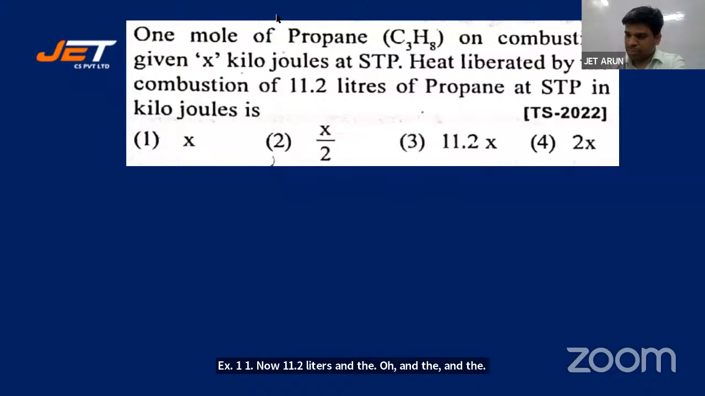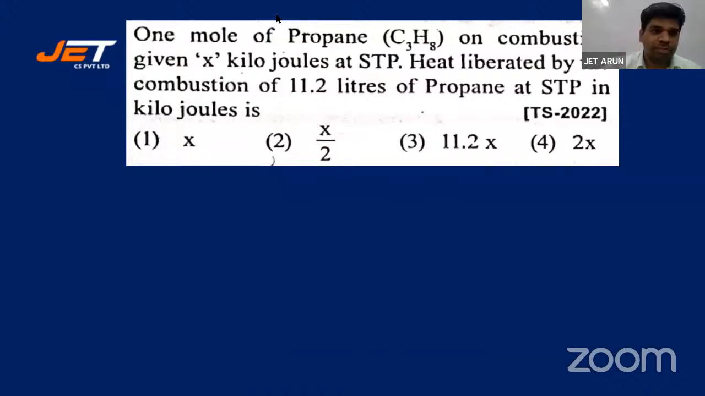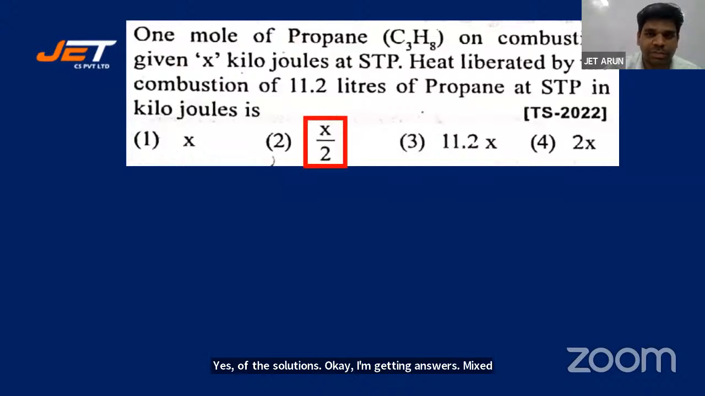All right. Let's do the solution, students. Okay, I'm getting answers. Mixed response again, 3 and 2. Students are getting confused between 2 and 3. Let's see the solution. It's 2, students. Absolutely right. 2 is absolutely right. Some of you answered 3.